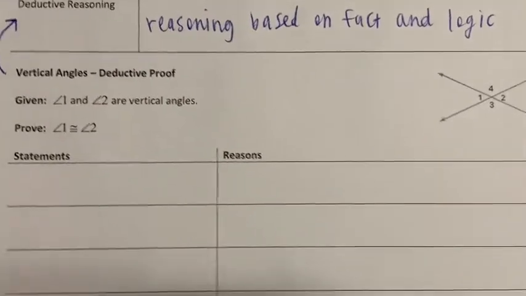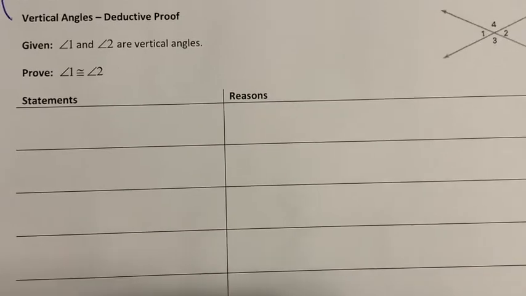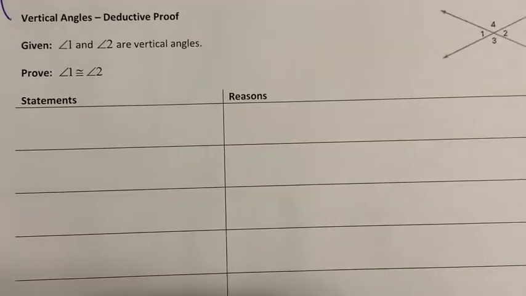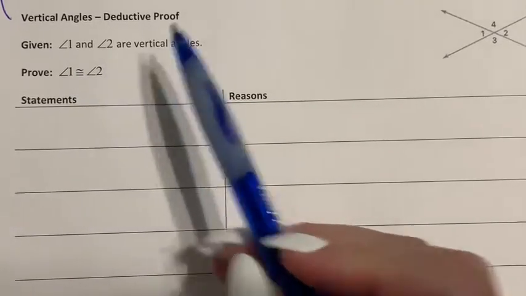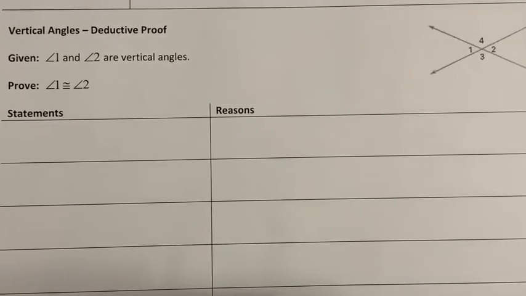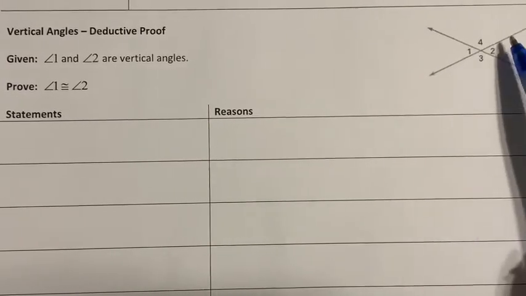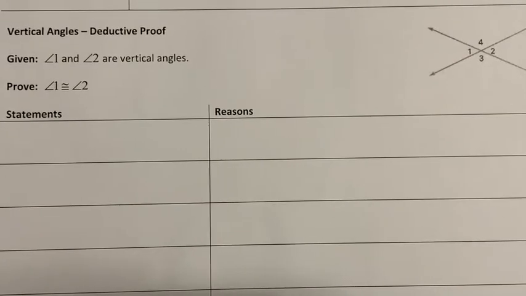formal 2-column proof format. So we just worked on some proofs, and we can see we have our 2-column setup, a column with statements and a column with reasons, and we are given that angle 1 and angle 2 are vertical angles, and we are asked to prove that angle 1 is congruent to angle 2. We also have this figure over here, so we're going to need to rely on this figure because we are not given very much information.